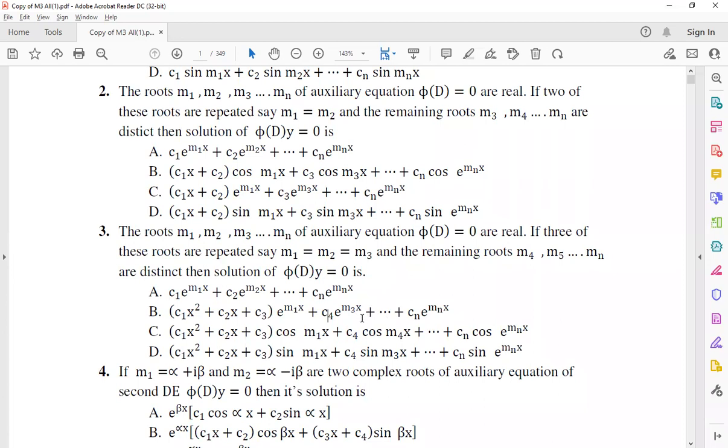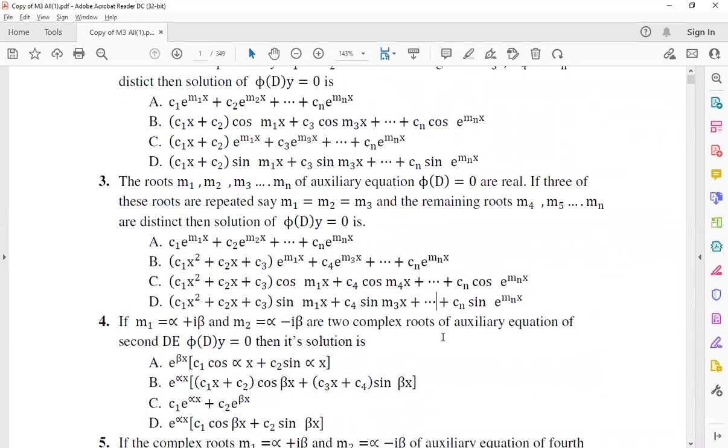So C4, here it should be 4, no? M4. Yes, that is the mistake there. Here it should be M4 because M3 is in the repeated part. So B is the correct one, but there should be M4, remember that.